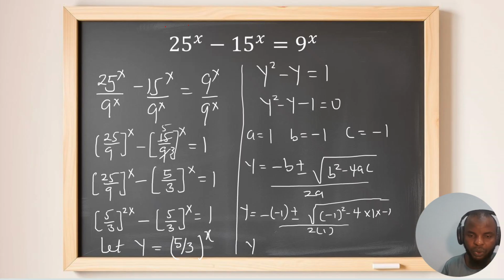So here I'm going to have y equals 1 plus or minus the square root of -1 squared, which is 1. Negative times negative is positive 4. Everything divided by 2a, which is 2. And in the next slide, I'm going to have y equals 1 plus or minus square root of 5, over 2.